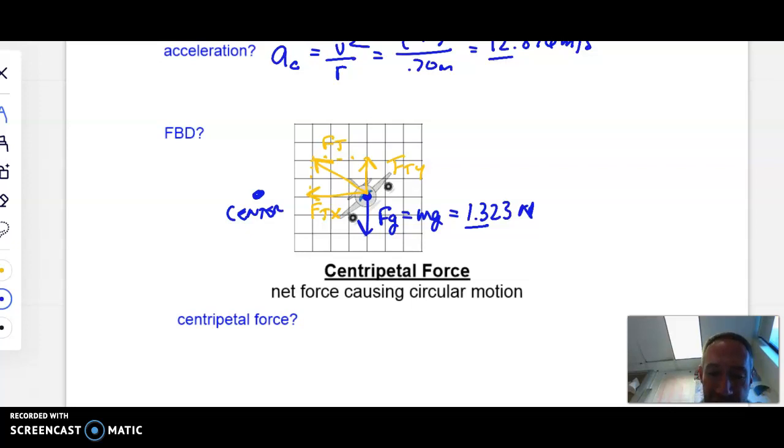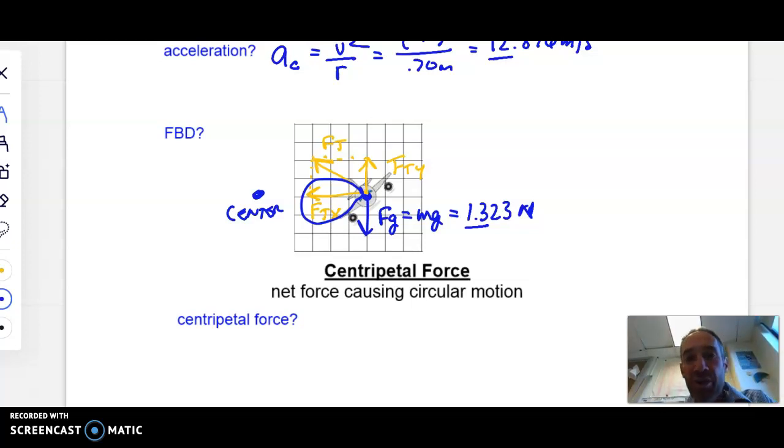That force that's pointing towards the center, that is going to be that force of tension X component, is going to be the thing that's causing this to go around in a circle, causing that centripetal acceleration. And that's where the new part comes in. We're going to call that a centripetal force. It's a net force that's causing circular motion.